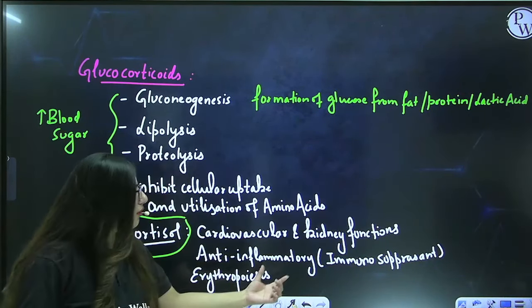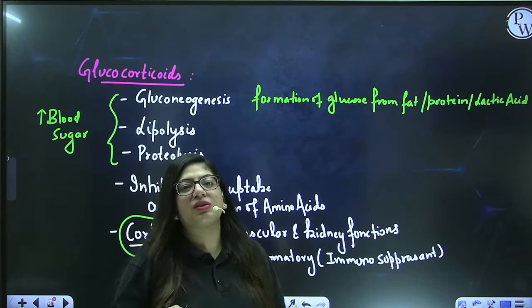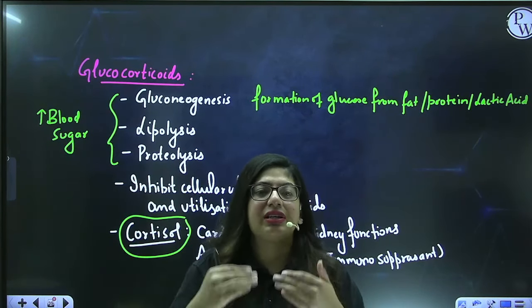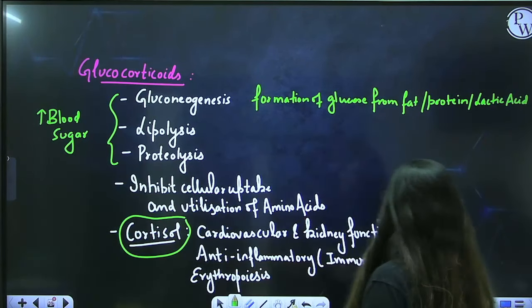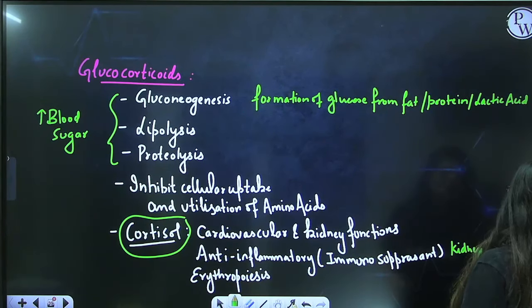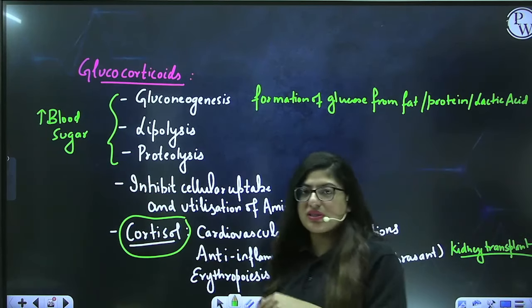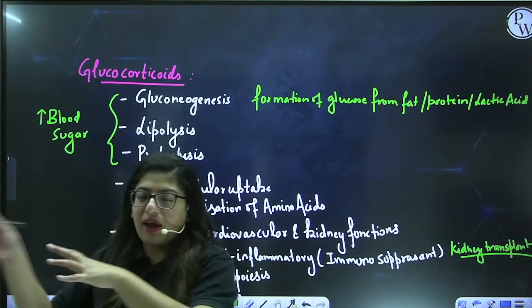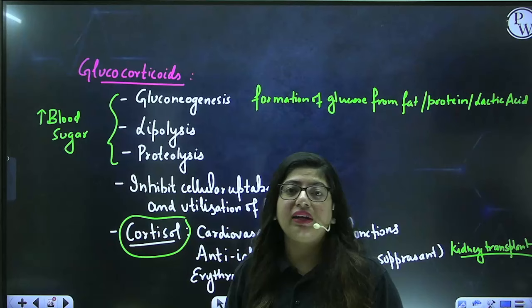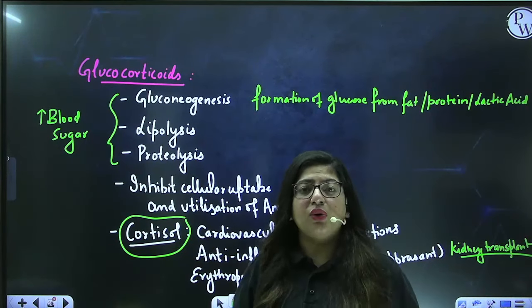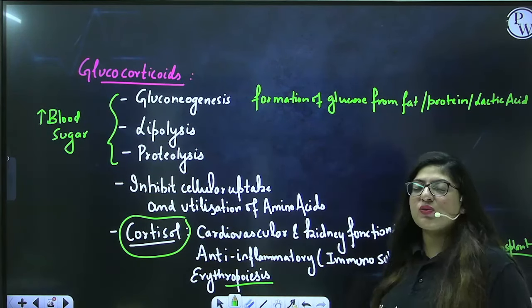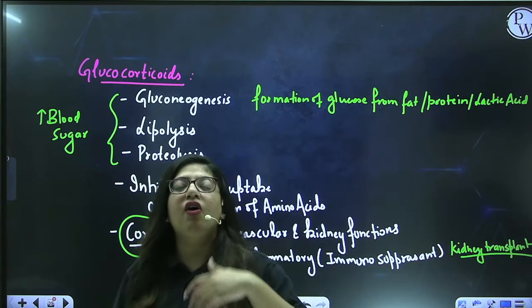Okay, then anti-inflammatory and immunosuppressant. So this will suppress any inflammation you have in your body, and in a way we can say it reduces your immune response. It is like an immunosuppressant. So this one is also given during kidney transplant, because whenever we are transplanting a kidney, there are chances that it gets rejected by the recipient's immune system. For example, if I'm a recipient taking someone's kidney, there is a possibility my immune system will recognize it as foreign and reject it. So what we do, we suppress the immune system by giving cortisol. Then it also helps in erythropoiesis. What is erythropoiesis? It helps in formation of red blood cells.